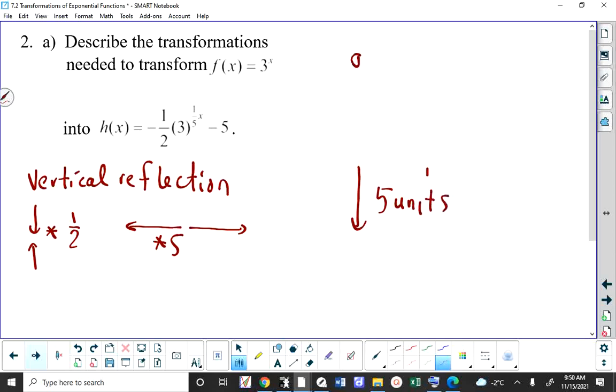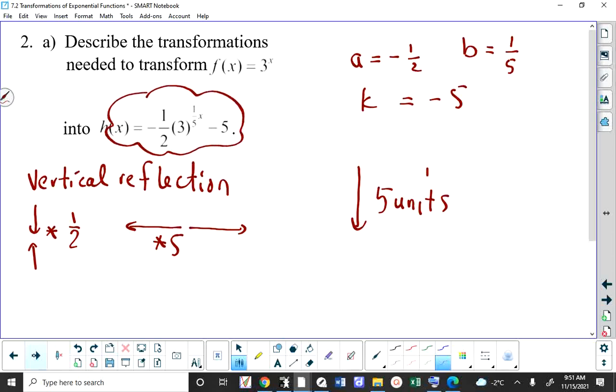This is all because A is equal to negative 1/2, B is equal to 1/5, and K is equal to negative 5. But again, these are things that we should know already. Right? This really has very little to do with the fact that it's an exponential function, other than the fact that you have to wrap your head around how A, B, H, and K fit into 3 to the x.